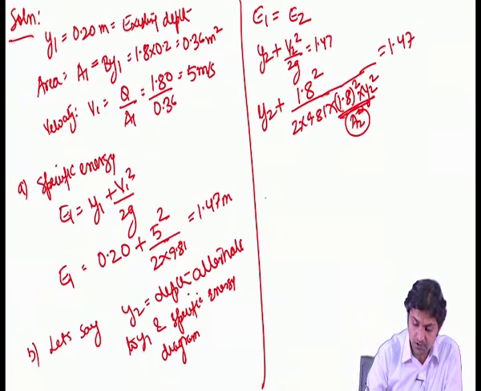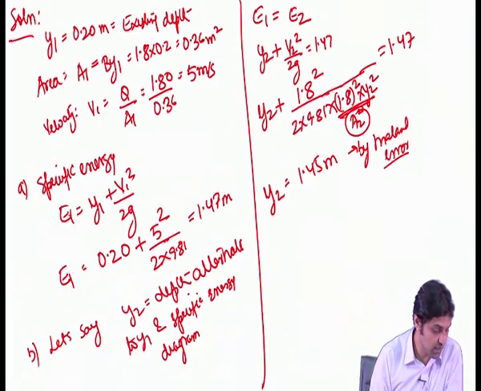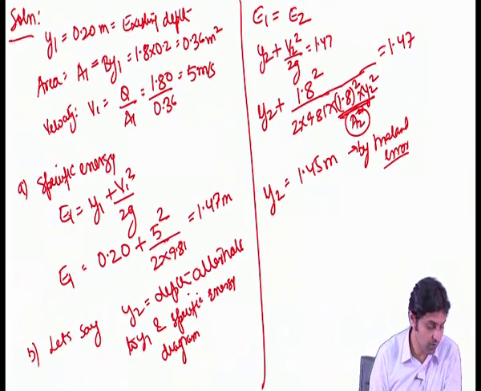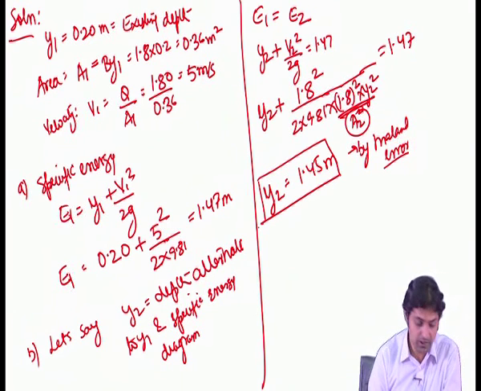So, if you solve for this, Y2 will come out to be 1.45 meter. You can use trial and error, it is not that big a problem. So, Y2 comes out to be 1.45 meter. All right, so now we knew Y1, and now we have Y2.